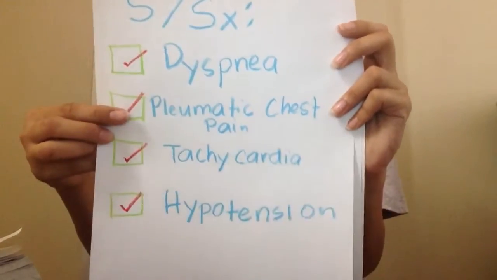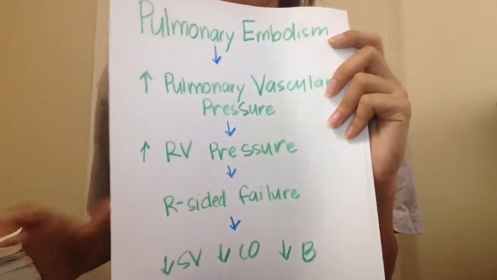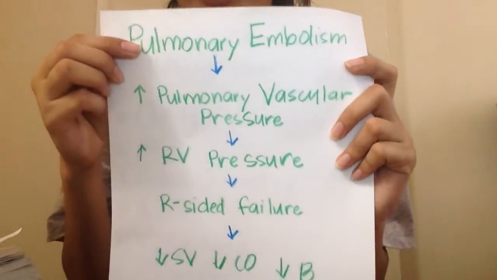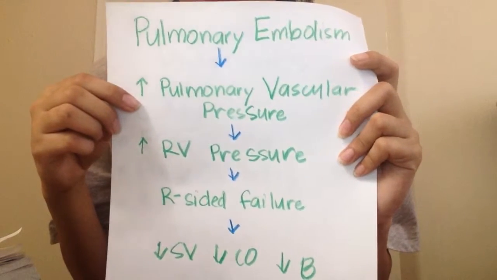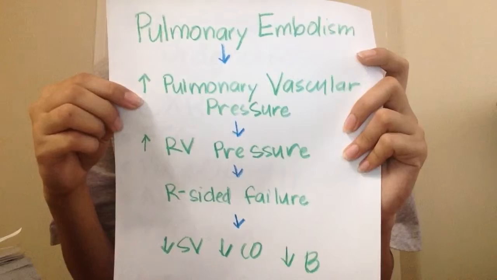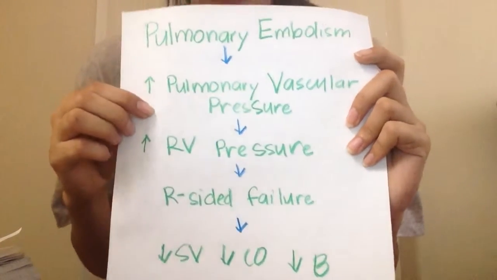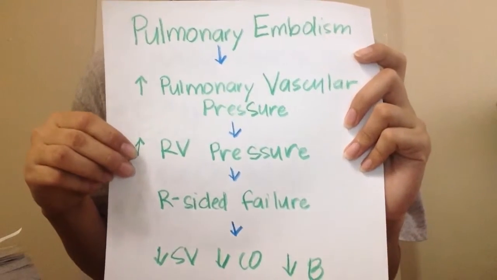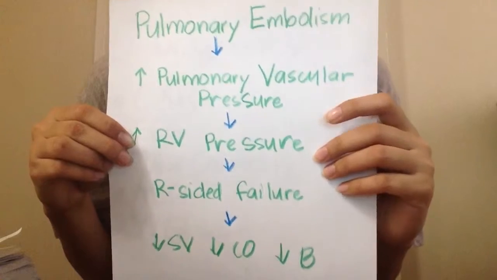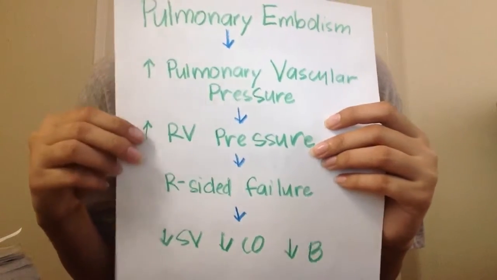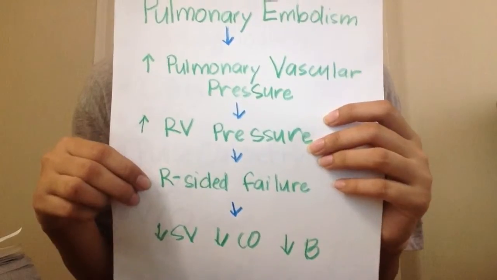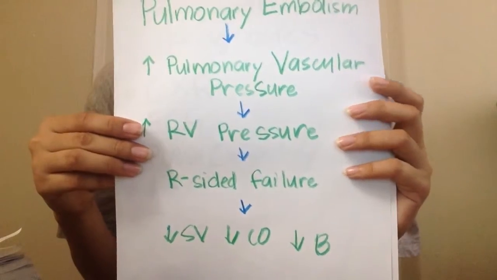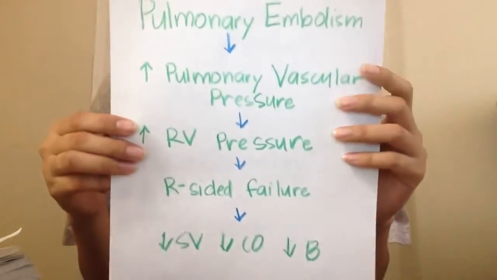Next, we are going to discuss the pathophysiology of pulmonary embolism. The presence of pulmonary embolism would lead to increased pulmonary vascular pressure that would cause a slight backflow of blood into the right ventricle, and so there would be increased right ventricular pressure that would cause dilatation of the ventricle, and so there would be right-sided heart failure that would then lead to decreased cardiac output, stroke volume, and decreased blood pressure.